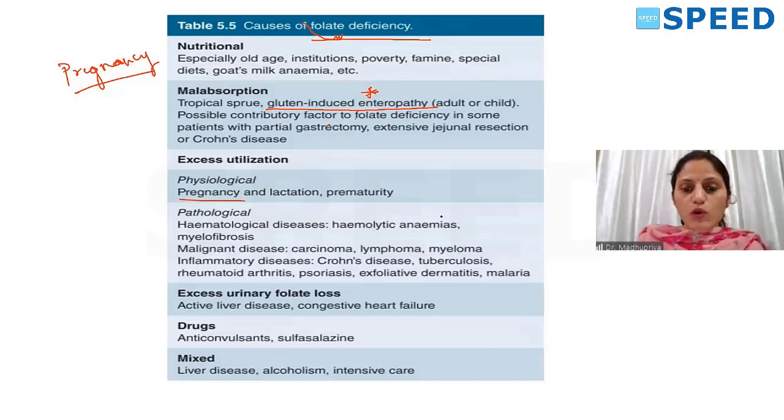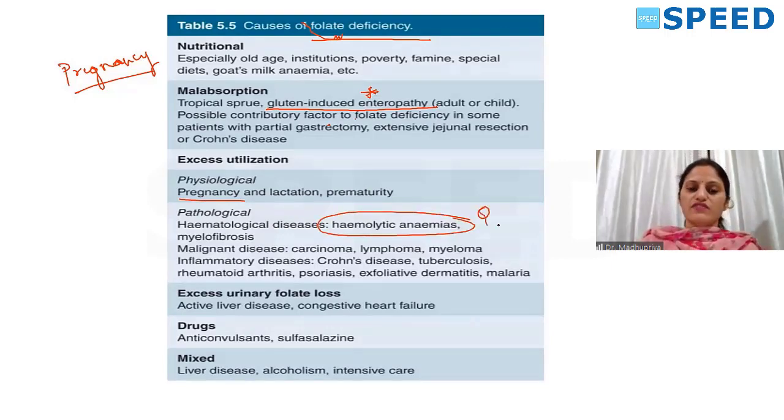Apart from this, I want you to remember pregnancy. Yes, that you know. Hemolytic anemias. This is a potential question. In hemolytic anemias, folate deficiency will predominate. Fine. And next, of course, anticonvulsants and barbiturates. The cause is not known. What is the mechanism by which they cause folate deficiency? We don't know, but they again cause folate deficiency. What you have to remember here: pregnancy, hemolytic anemias, gluten-induced enteropathy.